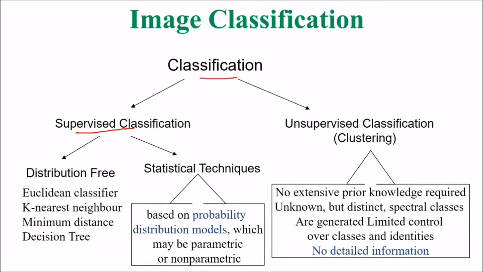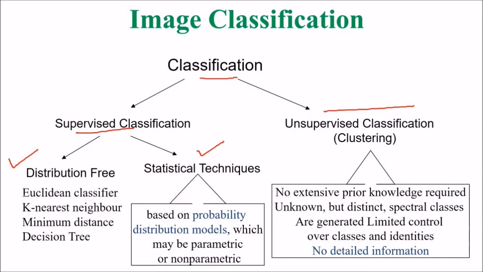We want to do the supervised classification. We want to do the unsupervised classification. If we are doing the supervised classification, we can have two more children to this tree. First is distribution free. The other is the statistical technique.